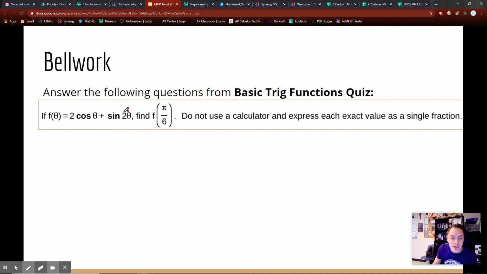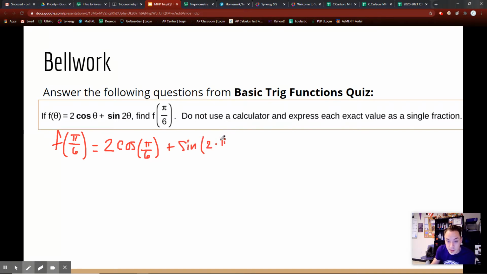f of theta equals 2 cosine theta plus sine of 2 times theta. So when I do f of pi over 6, what this means is 2 times cosine of pi over 6, and then plus sine of 2 times pi over 6. That's the tricky part right there.